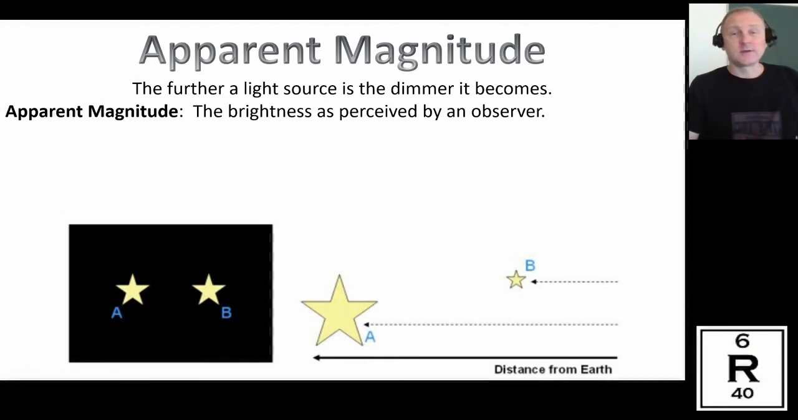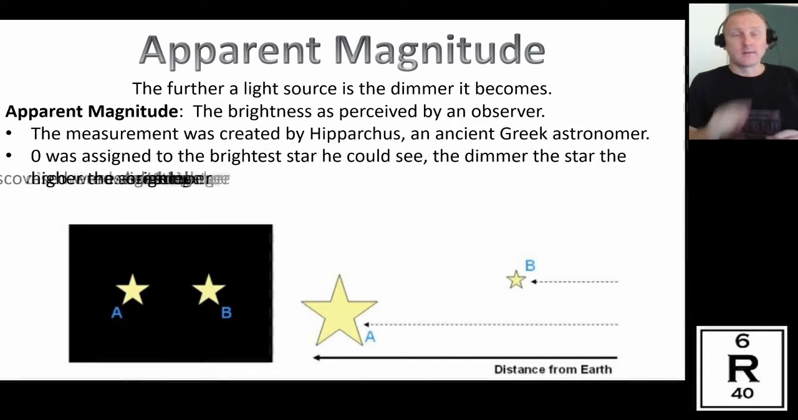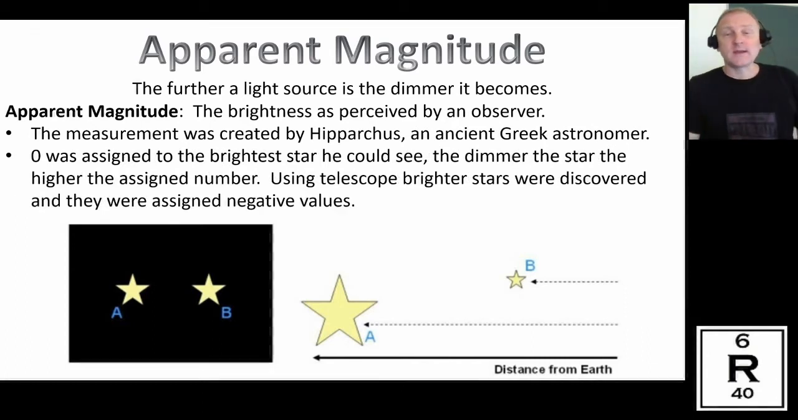Apparent magnitude is based on a scale that was created by an ancient Greek astronomer, Hipparchus. What he did is he looked up in the sky, at the stars, and he assigned the brightest star the value of 0. And then all the other stars got a number greater than 0, so the numbers increased from 0. That's how the scale works.